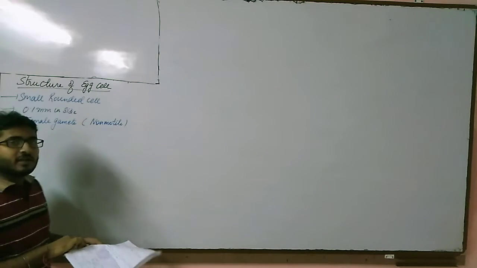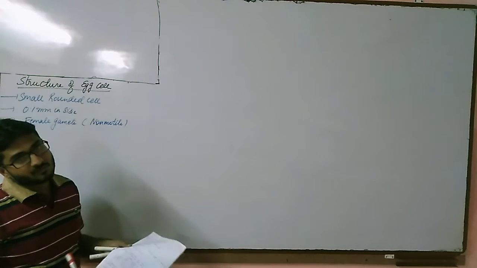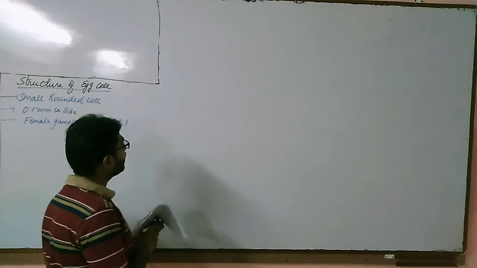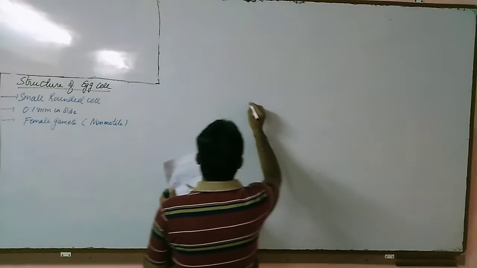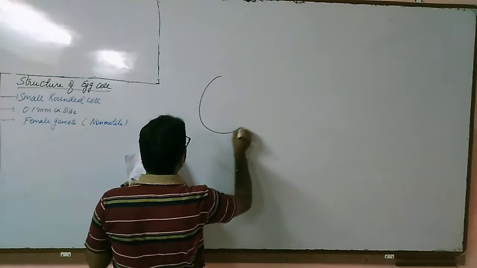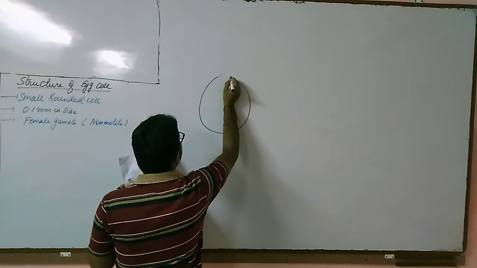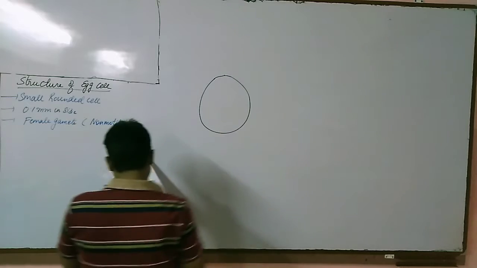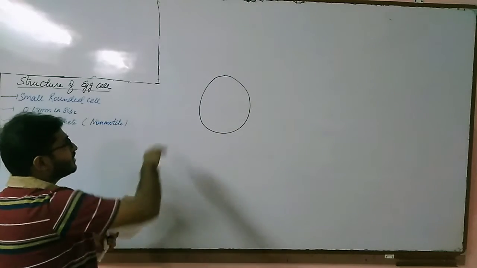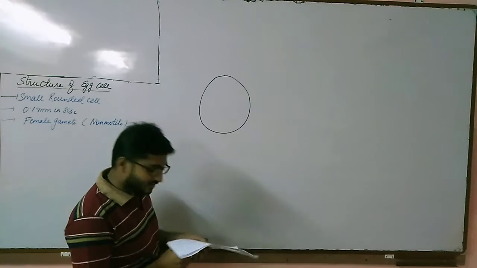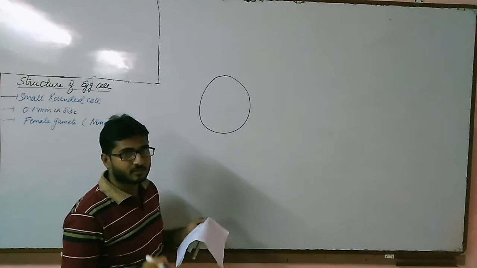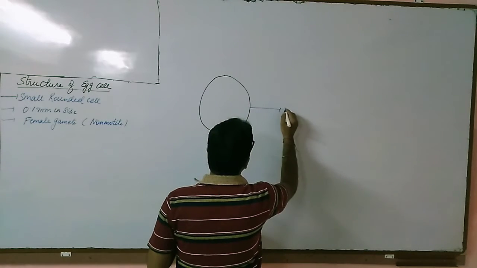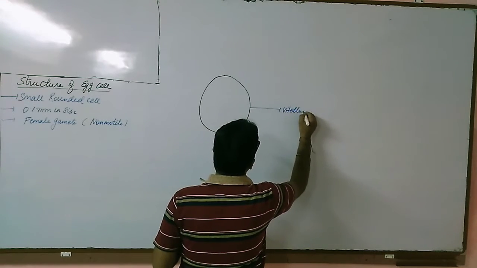Now, in the structure of the human cell, as we say that it is a small rounded cell, the cell has its own plasma membrane, and the plasma membrane is called as vitelline membrane. So, if I am drawing it here, let us say this is the human egg cell, right? Then the outermost layer of this cell is what we call the plasma membrane. So let us say that this is the vitelline membrane.